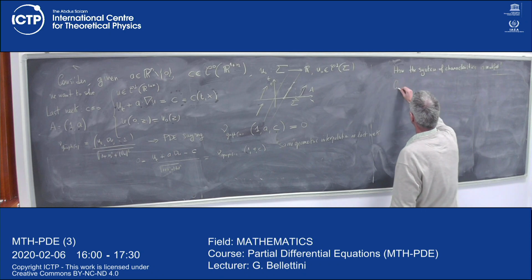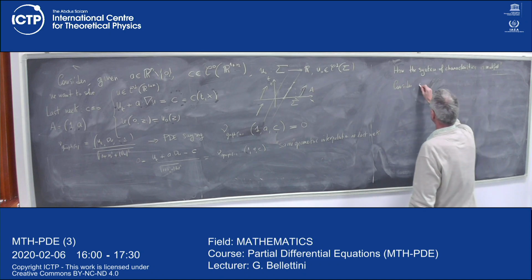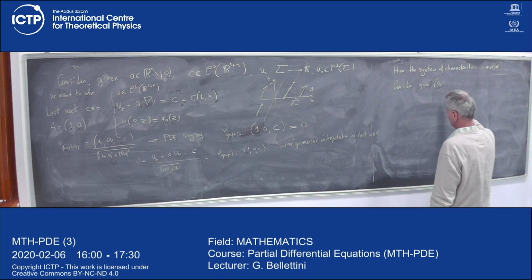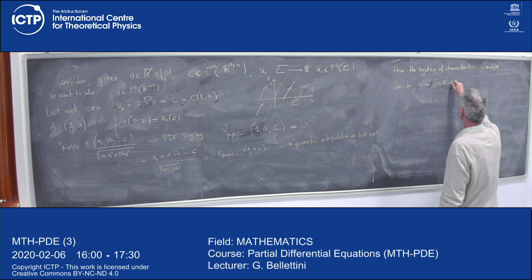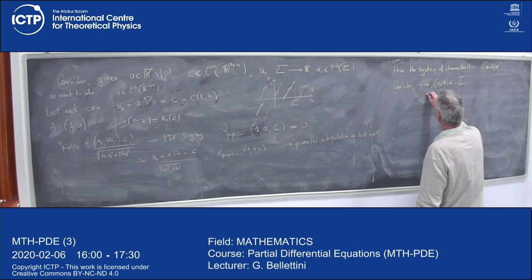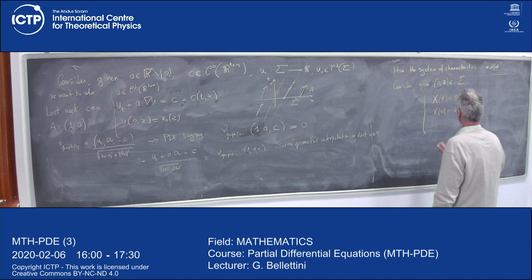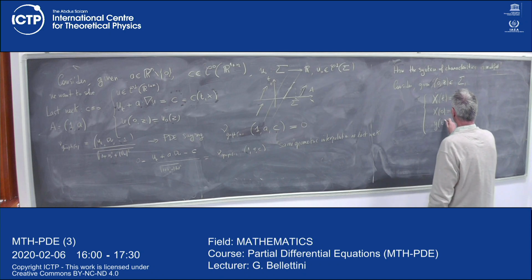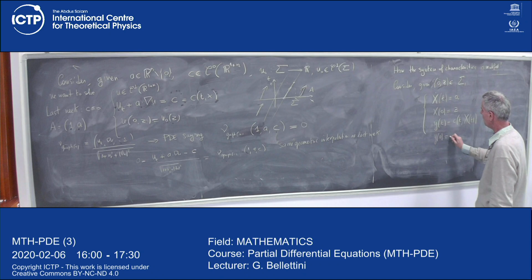So consider the system: given a point z in sigma, consider the system x dot of t equal a constant, x of 0 equal z, y dot of t equal c of t, x of t, and y of 0 equal u0 of z.